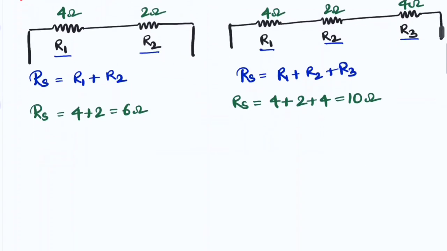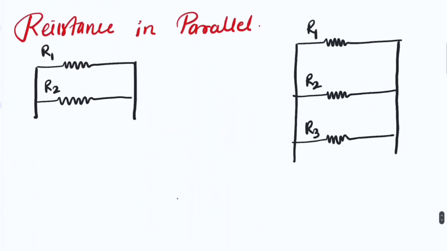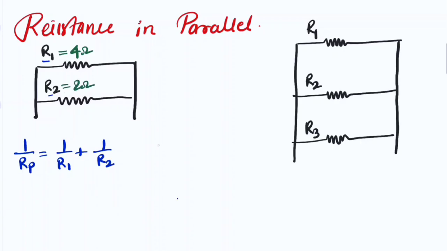Now if we move towards resistance in parallel, let's take the first example. I have resistances R1 and R2. The formula is 1 upon Rp, which would be 1 upon R1 plus 1 upon R2. Okay, let's solve with an example. Let's say I have R1 as 4 ohm and R2 as 2 ohm. So my 1 upon Rp will be 1 upon 4 plus 1 upon 2.